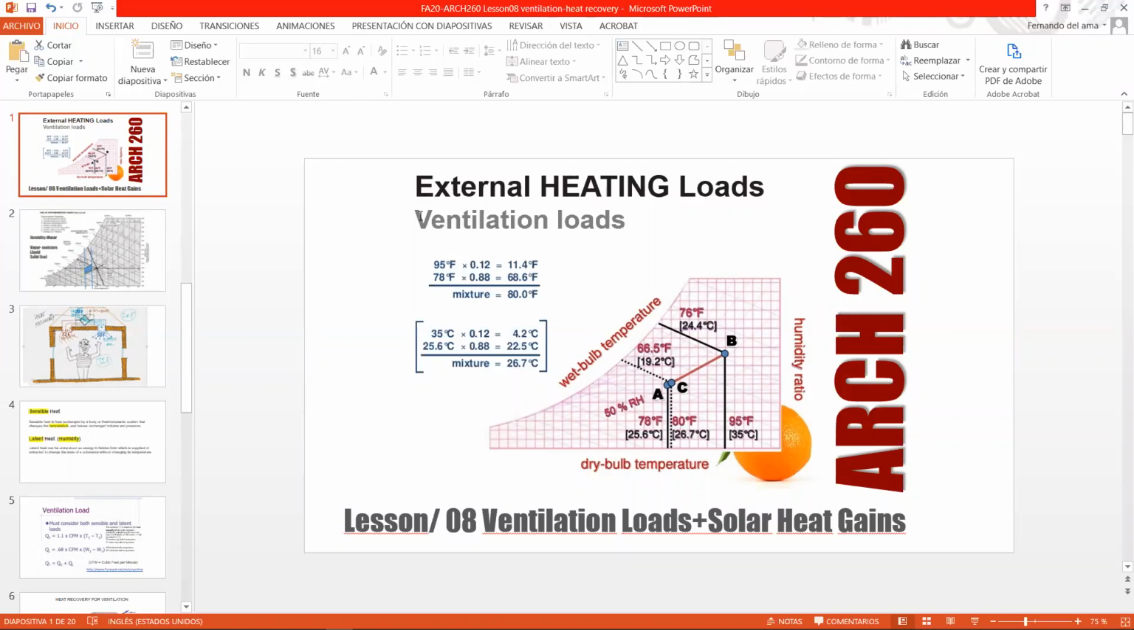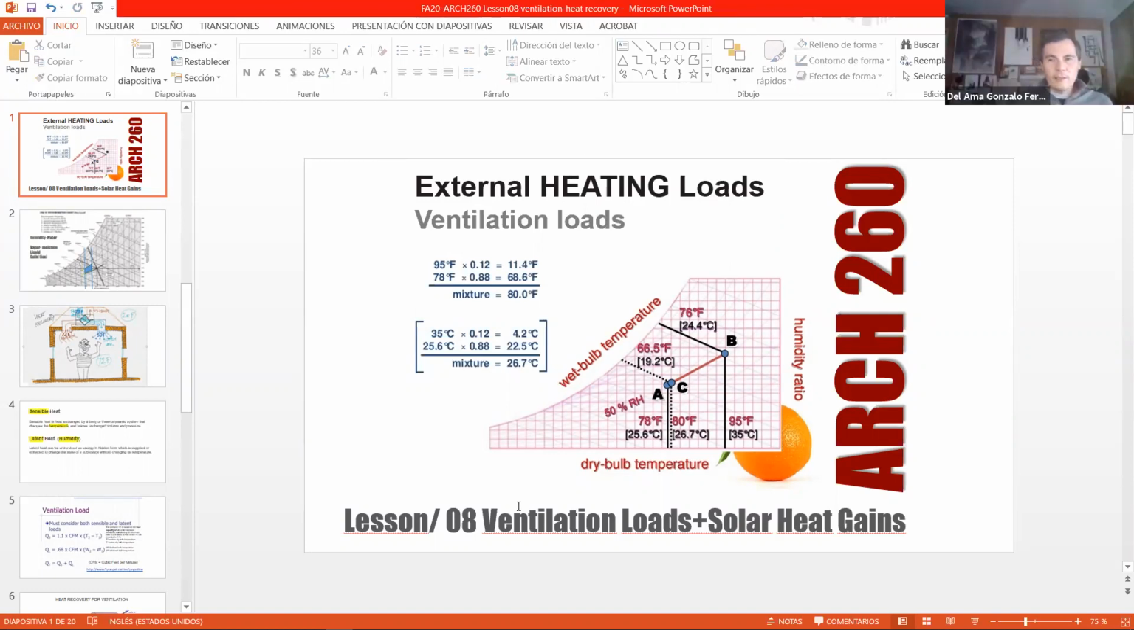Today we're going to continue to explain ventilation loads. If you remember, I explained what ventilation loads were, and why we need ventilation in our buildings. We need ventilation because we need fresh air.